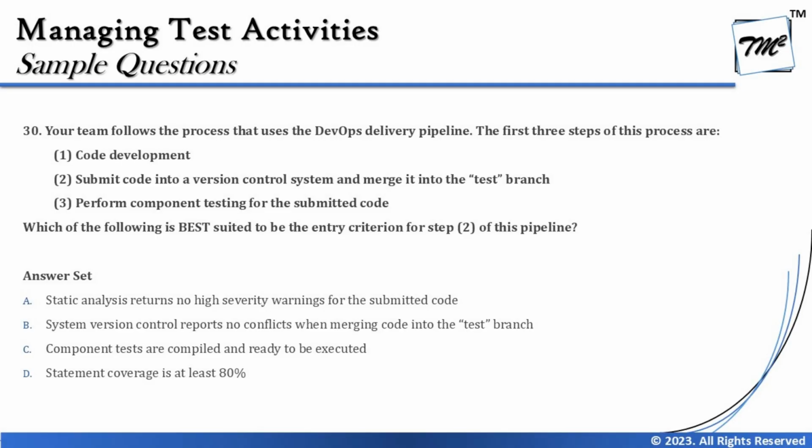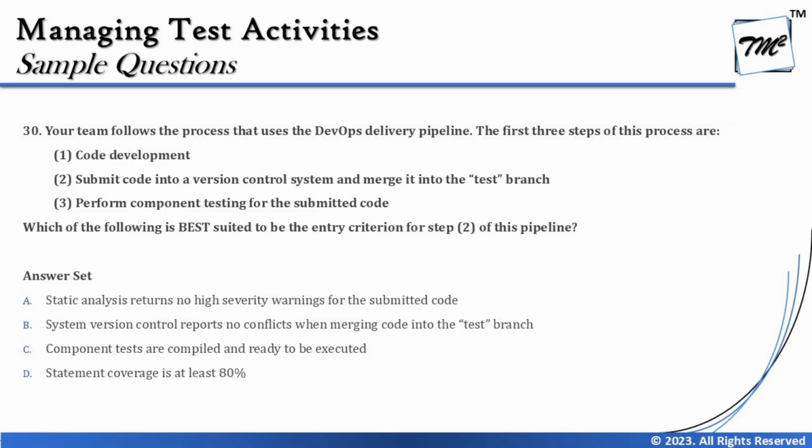So let's look at the options here. Option A says static analysis returns no high severity warnings for the submitted code. Looks like a very decent item to be conducted between step 1 and step 2, because once the code is developed, before it gets merged into the test branch, which is for testing, I need to conduct a round of static analysis, which is like code review. It will give me the confidence that the code doesn't have any anomalies before it gets into testing. However, we have 3 more options to cross-check.